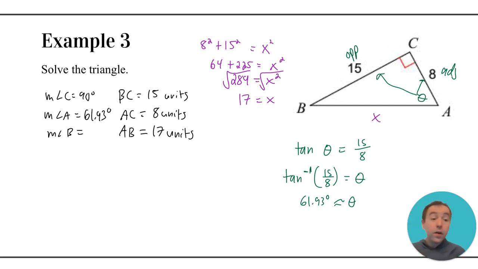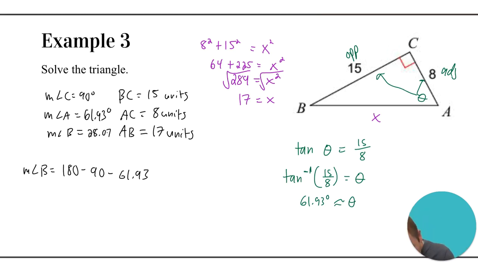And then once you now have 2 angle measures, you could just use the triangle sum theorem, that all 3 angles add up to 180. So therefore, the measure of angle B should be 180, subtract 90, subtract 61.93. That's going to give you 28.07 degrees. Then for that third and final angle measure to completely solve that triangle.